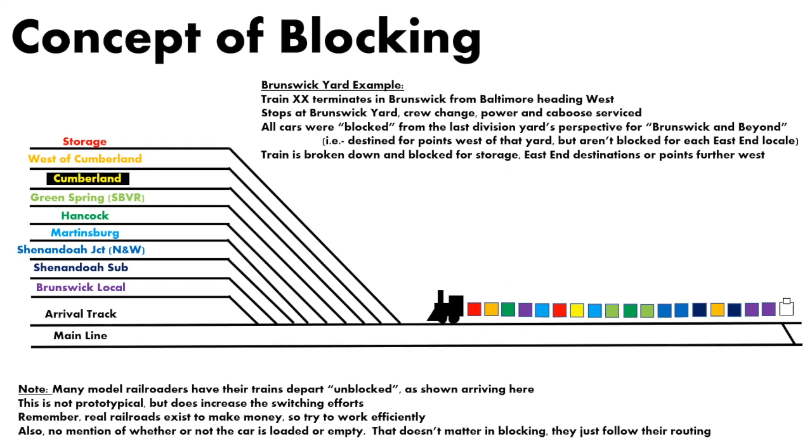So many model railroaders have their trains depart unblocked like this. Now, that would happen if you go into a major classification yard. It does not happen when it leaves this yard.